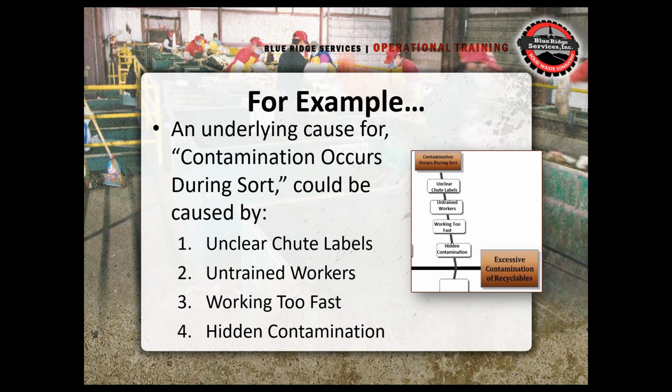So these are just some examples, but the idea is we start with the big concept, excessive contamination. We try to identify some potential causes. One of those, contamination, occurs during the sort, and then we drill down, okay, what's happening in that sort process that could be causing that? And this forces us to drill down and get more specific.